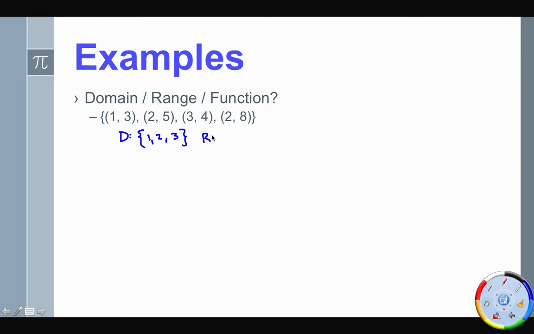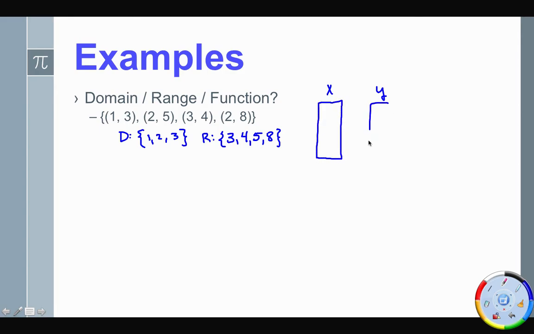And our range is, let's see, we have 3, 4, 5, and 8. So we have 4 in here. 3, 4, 5, and 8. And then we need to ask ourselves, is this a function? And there's different ways you could do this. For the most part, you guys are all going to be able to look at this and determine if this is a function. But let's just go ahead and do a mapping diagram to practice that as well.